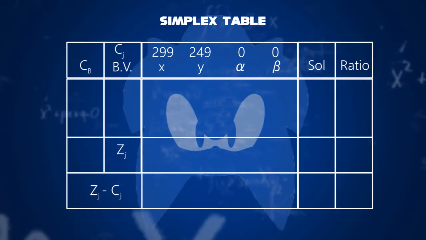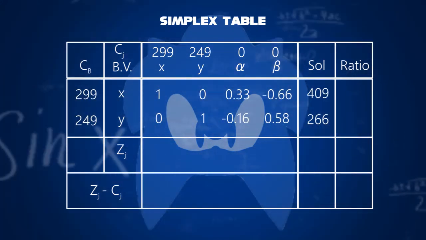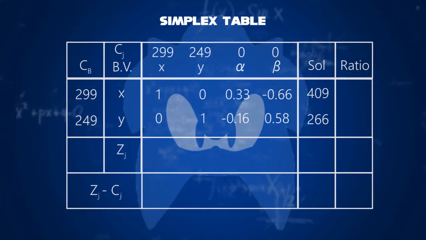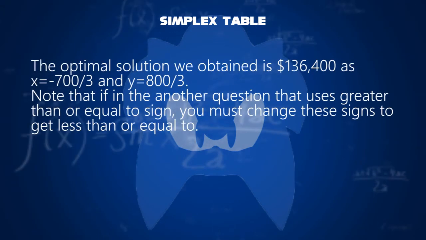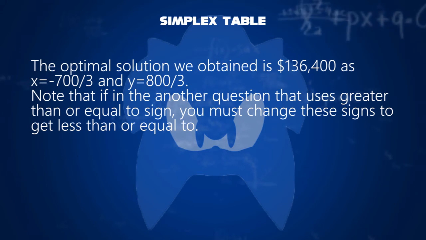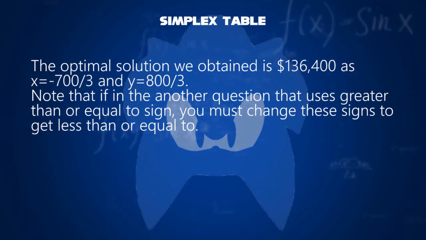The first row is 1, 0, 0.33, and minus 0.66. And the second row is 0, 1, minus 0.16, and 0.58. The optimal solution we obtained is $136,400, as x equals minus 700 by 3 and y equals 800 by 3.